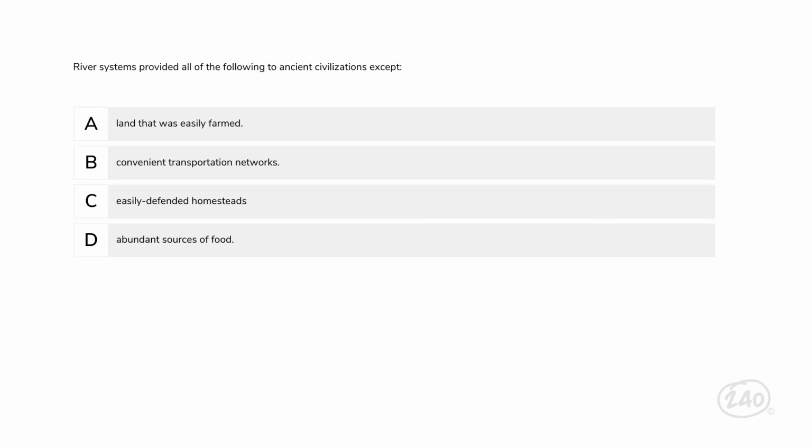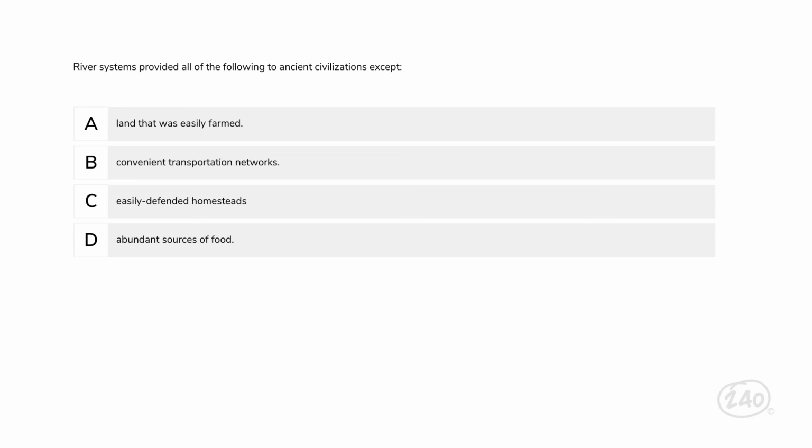All right, now let's see a couple of questions from our history and social science subarea. Ooh, remember earlier when we talked about the importance of water? Keep that in mind for this next question. River systems provided all of the following to ancient civilizations except... So because of the wording of the question, we know that we're looking for the choice that makes a false statement. Let's take a look at the options in the form of a statement to help us better choose which one is false.